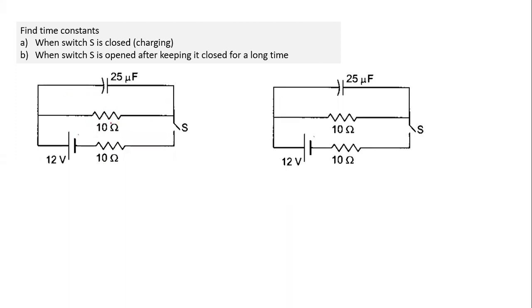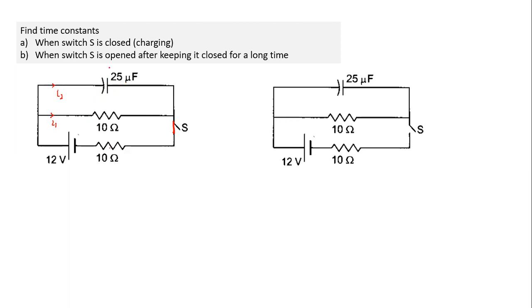Okay, so in this particular case, there are two situations given. Find time constants when the switch is closed and charging. When the switch is closed and charging, you will have a different circuit. What is the circuit? This is the circuit. This is closed. So in that case, there will be current here as well, and there will be current here as well. Current is flowing through this resistance, current flowing through this resistance, and the battery is getting charged.